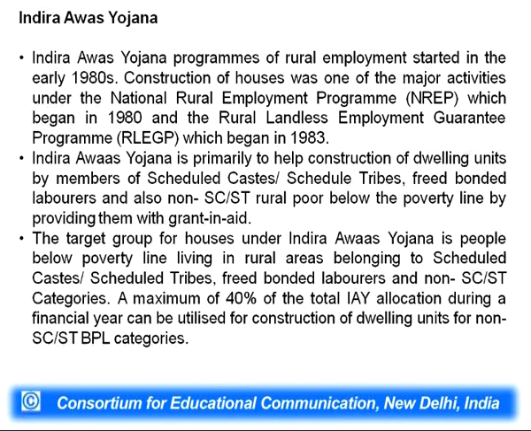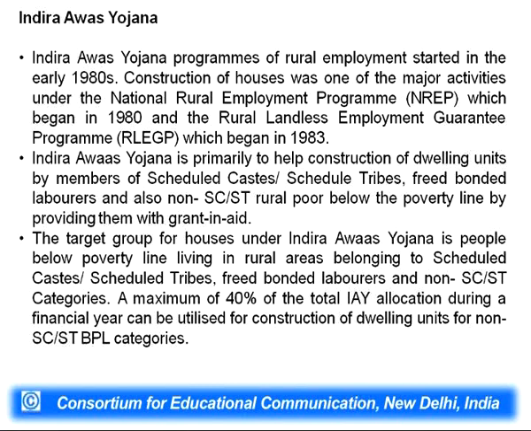defects and demerits. Indira Awas Yojana, this program of rural employment, started in the early 1980s. The main objective was the construction of houses for scheduled caste, scheduled tribe, freed bonded laborers and also non-SC/ST rural poor below the poverty line. The target group for houses under Indira Awas Yojana is people below the poverty line living in rural areas, mainly belonging to the depressed section of society.